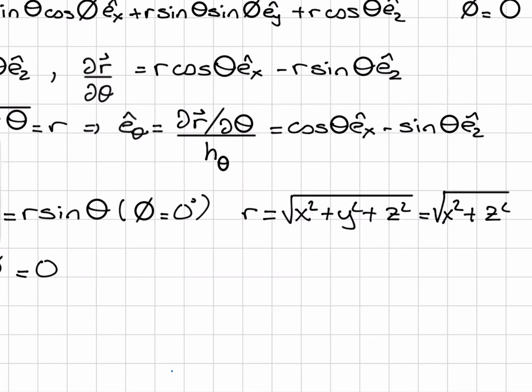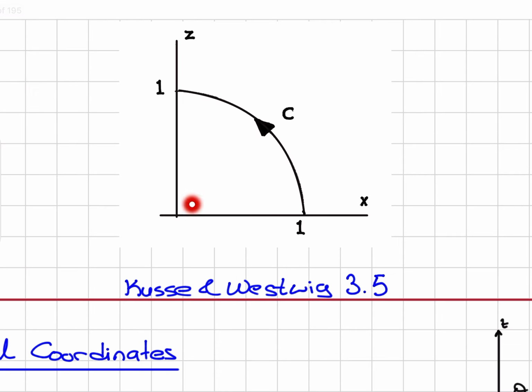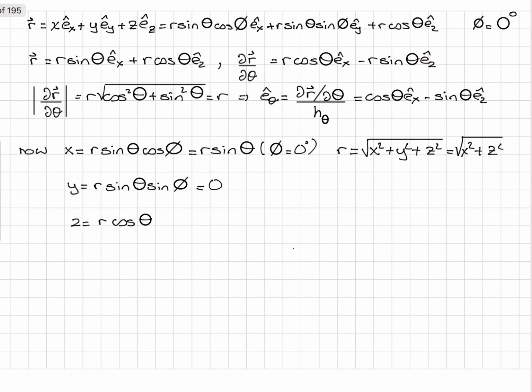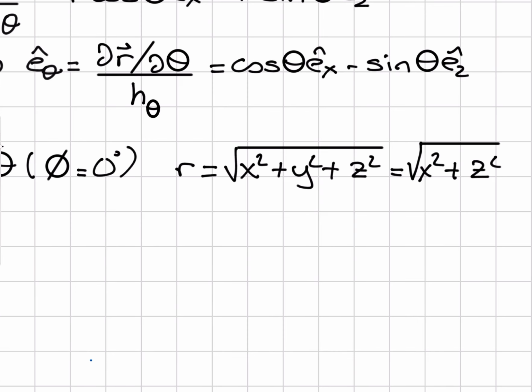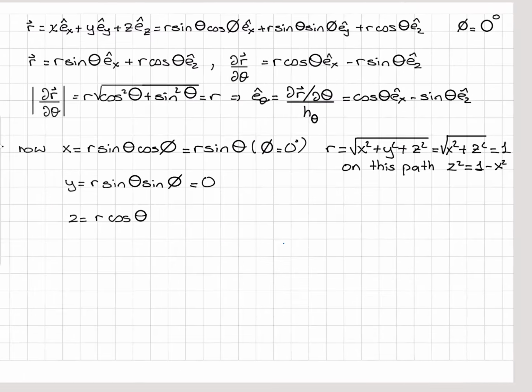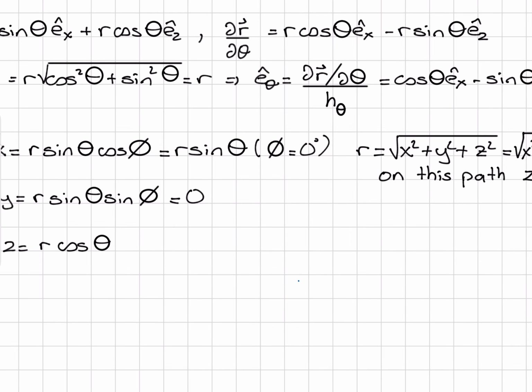And what is that equal to? The square root of x squared plus z squared on this quadrant of a circle is equal to 1. The radius is equal to 1. All right, so this is true on this path. That also implies that z squared is equal to 1 minus x squared. So we're ready to write e theta hat in terms of Cartesian coordinates.